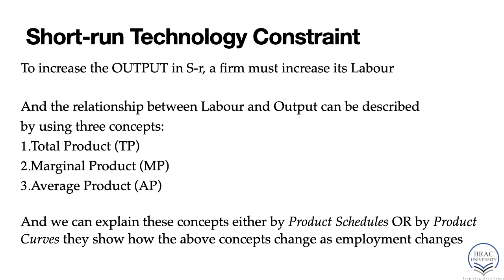Well, we already know that in order to increase output in the short run, a firm must increase the quantity of labor it employs. And we describe the relationship between output and the quantity of labor by using these three related concepts. 1. Total product, in short known as TP. 2. Marginal product, in short known as MP. And 3. Average product, in short AP. These product concepts can be illustrated either by product schedules or by product curves. We will look at first into the product schedules.